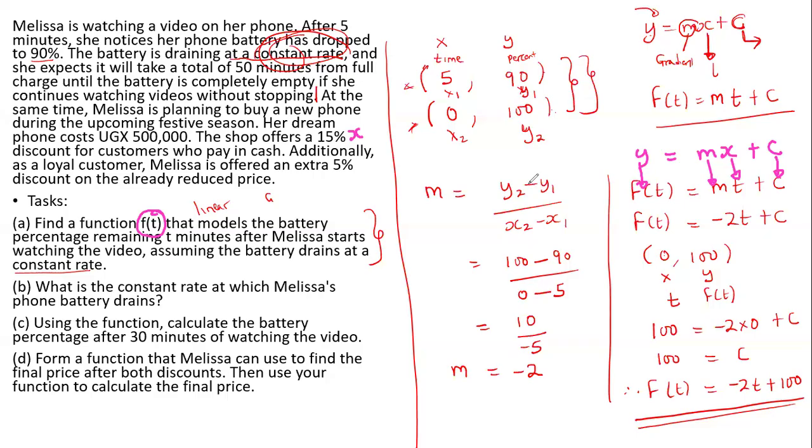Now, whatever point you use, you'll get the same answer. Even if you had used 5 and 90, still this would have been your t and this would have been your f of t. So when you substitute here, you'd have had 90 is equal to negative 2 times 5 plus c. So this would be 90 is equal to negative 10 plus c. When you take the 10 this side, it becomes 100 is equal to c. So still your c would have been 100. For whatever coordinate you choose, you get the same value for c. It doesn't matter which point you have chosen.